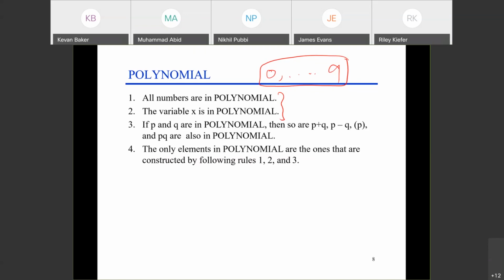But actually, if you see the template, this matches the second rule of the template where you have the rules. And then the third rule, which is fourth here, according to the template, says the only elements in polynomial are the ones that are constructed by the following rules 1, 2, and 3. So that's it. Now we have the complete definition of the polynomial, and by that we can generate any possible term of polynomial. Okay, so this is the complete definition.